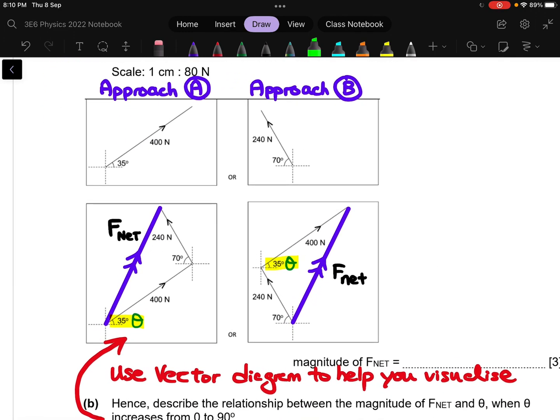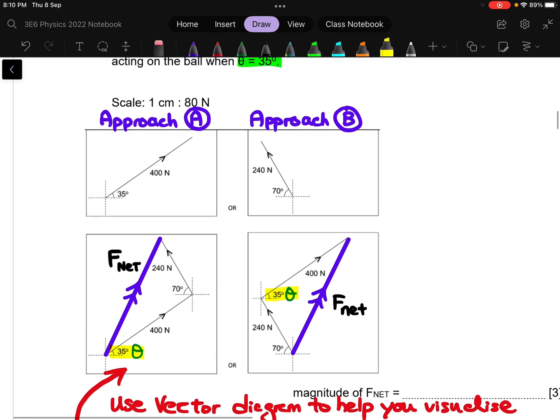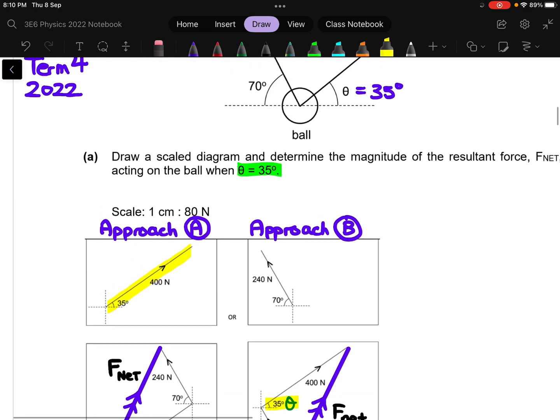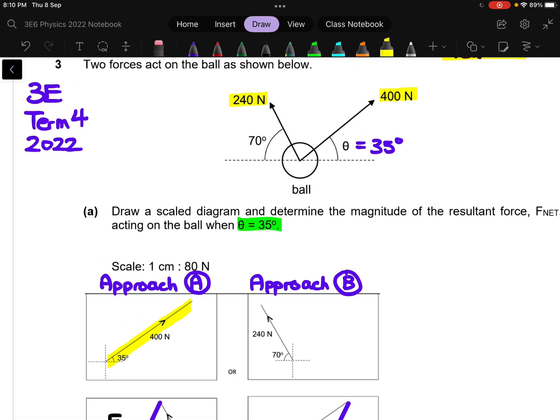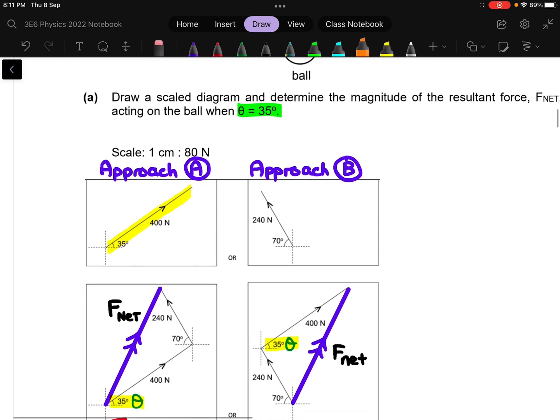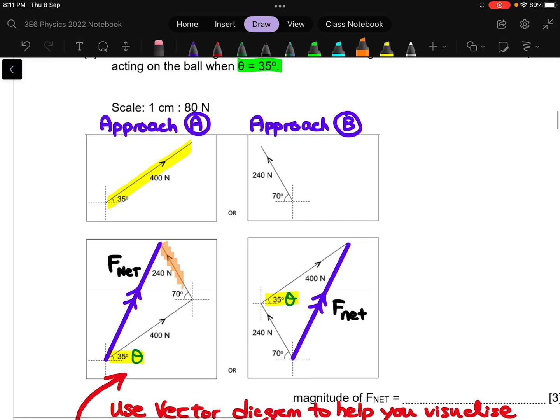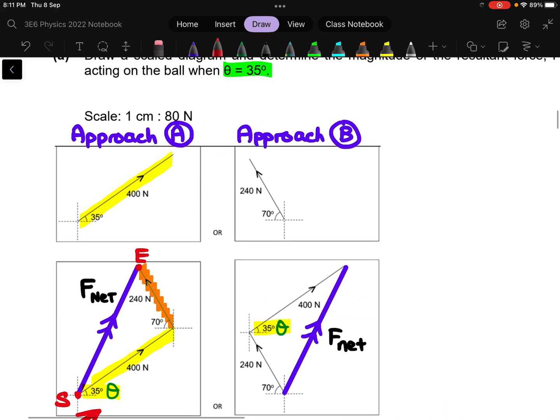So there are two approaches to it. You read it vertically down. I think just having a look, you will be able to tell the difference. So in approach A, I start off with the 400 Newton pointing towards the northeast, right? Then after that, I am going to draw the 240 Newton right after the 400 Newton, which is this yellow one. By doing this, you can connect the resultant vector, which is the F net, from start, which is here, to the end, which is here.